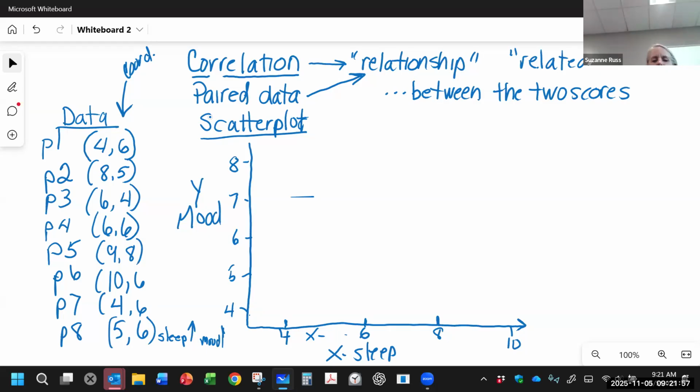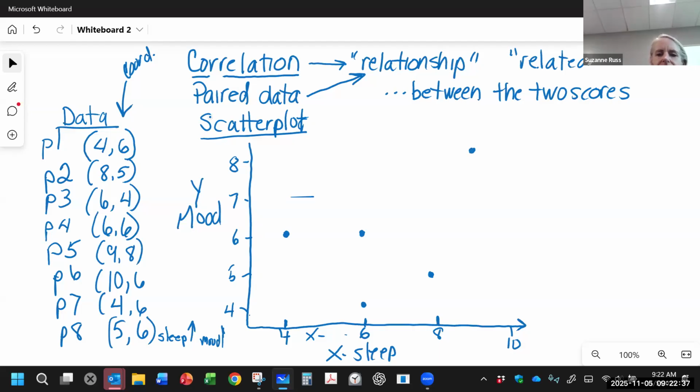Now we're just going to plot these points, so you can go ahead and do it with me. The first person has a 4 on the x-axis and a 6 here, so their point is going to go right here. The next person has an 8 and a 5. The next person has a 6 and a 4. Next, we have a 6 and a 6. I hope you can see pretty evidently how I'm just finding the common point where these would intersect if we drew straight lines.